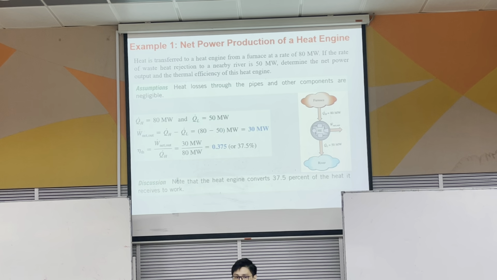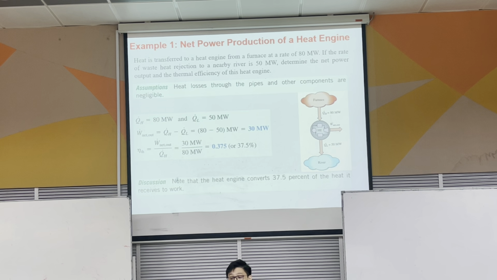Okay, so here we have one example. This is a very simple example. Net power out production of a heat engine, we are just calculating that. So heat is transferred to a heat engine from a furnace at a rate of 80 megawatt. If the rate of waste heat rejection to a nearby river is 50 megawatt, determine the net power output and the thermal efficiency. So here very straightforward, you are given QH or Q in, you are given QL or Q out. Work net is simply their difference.